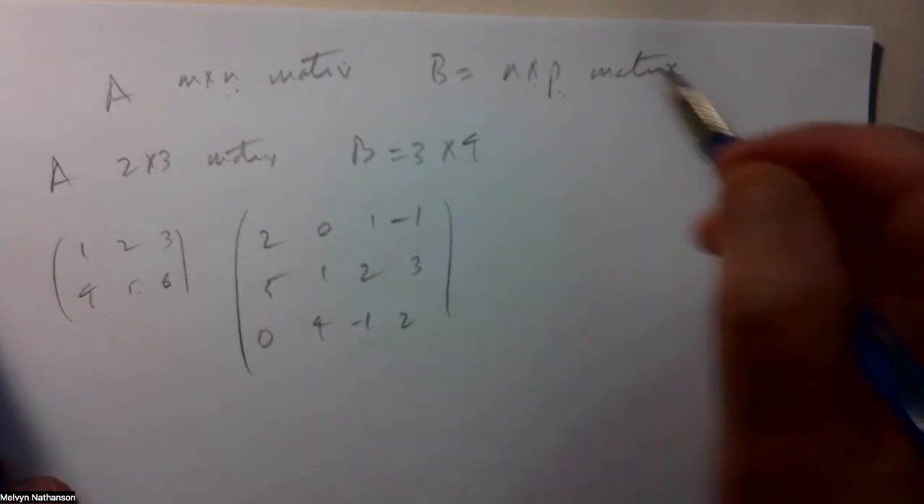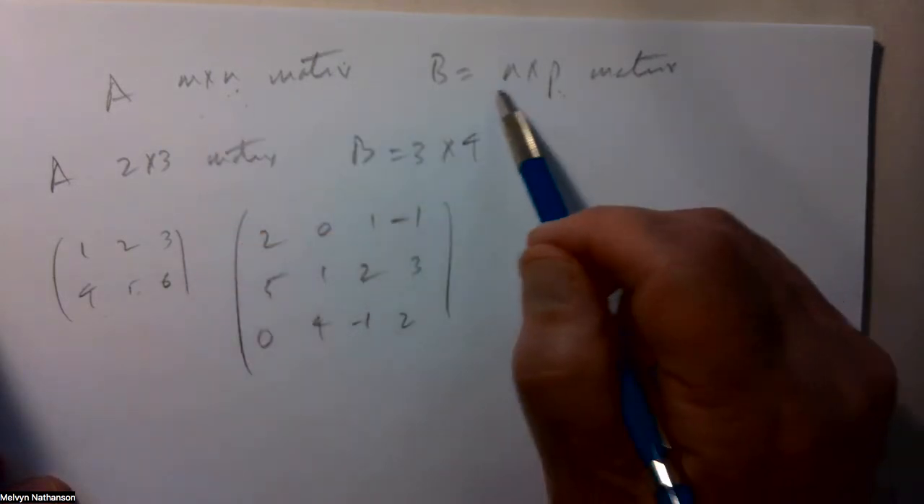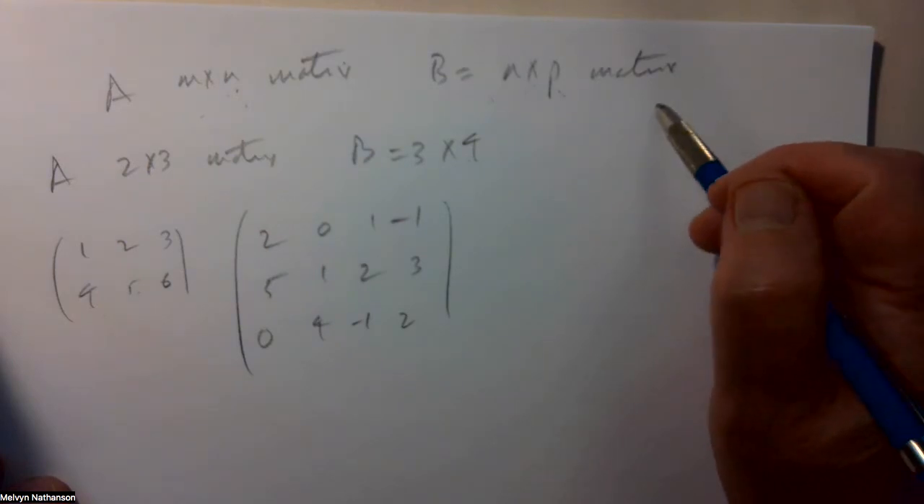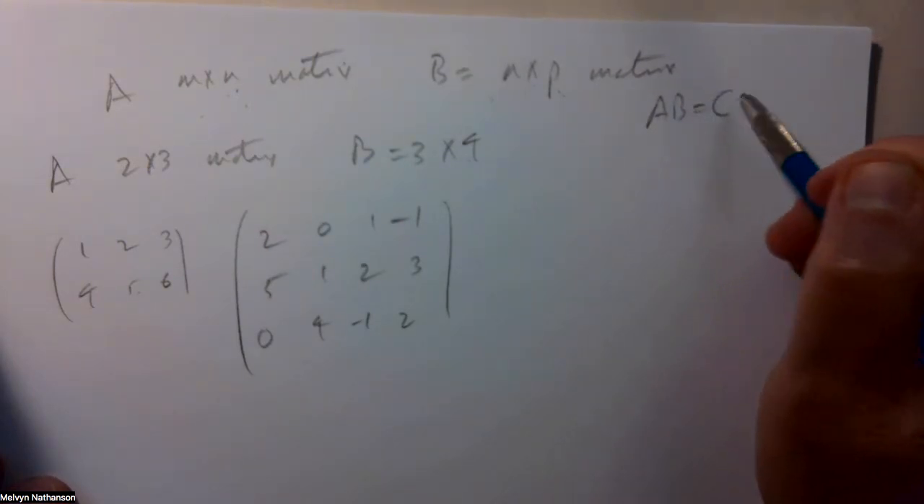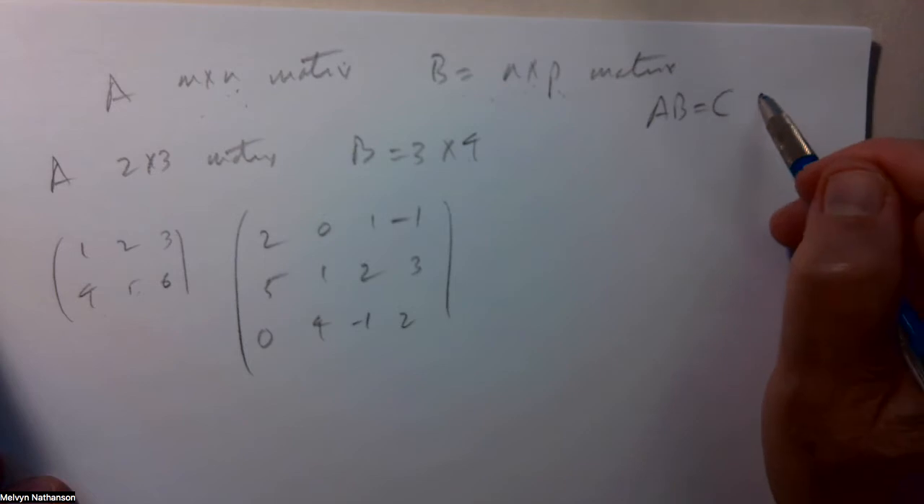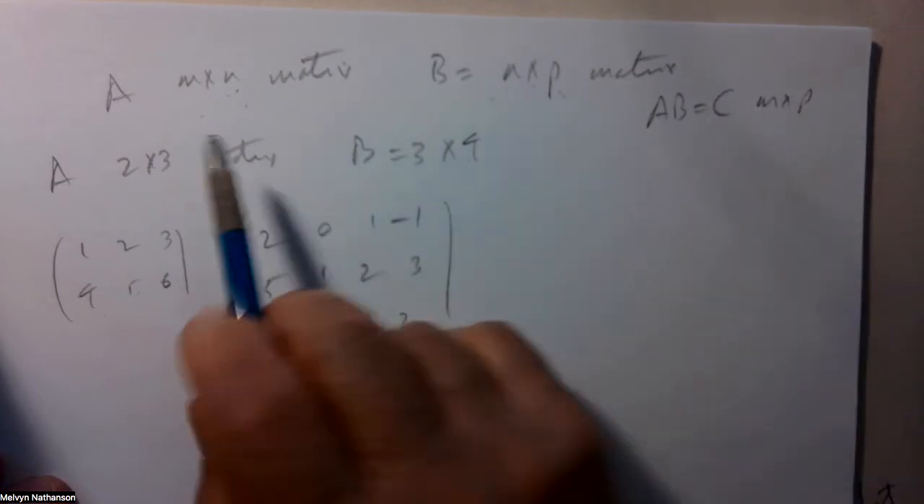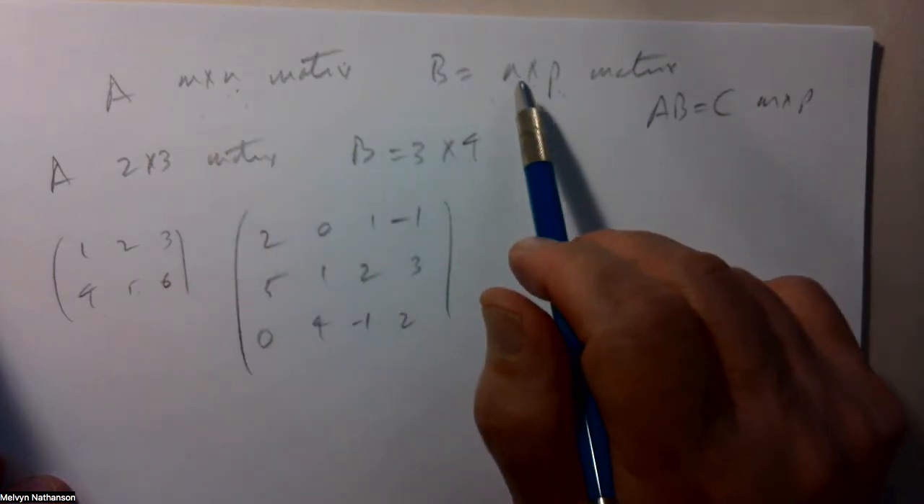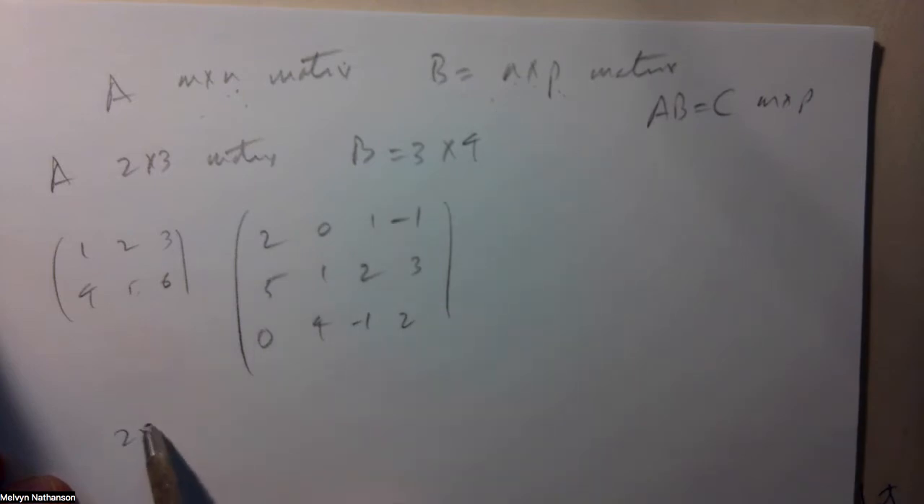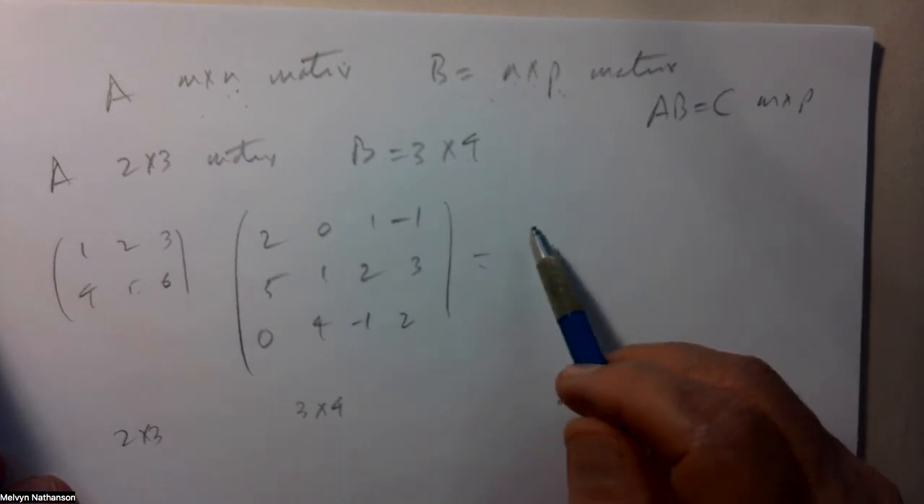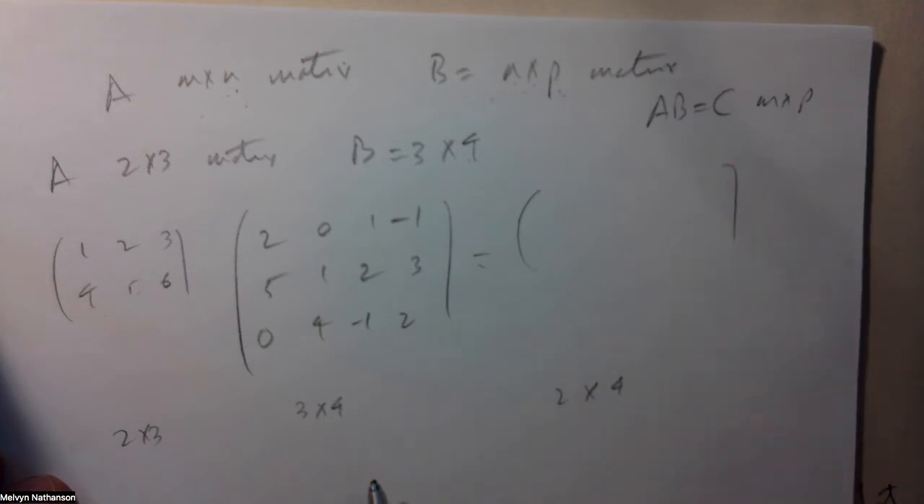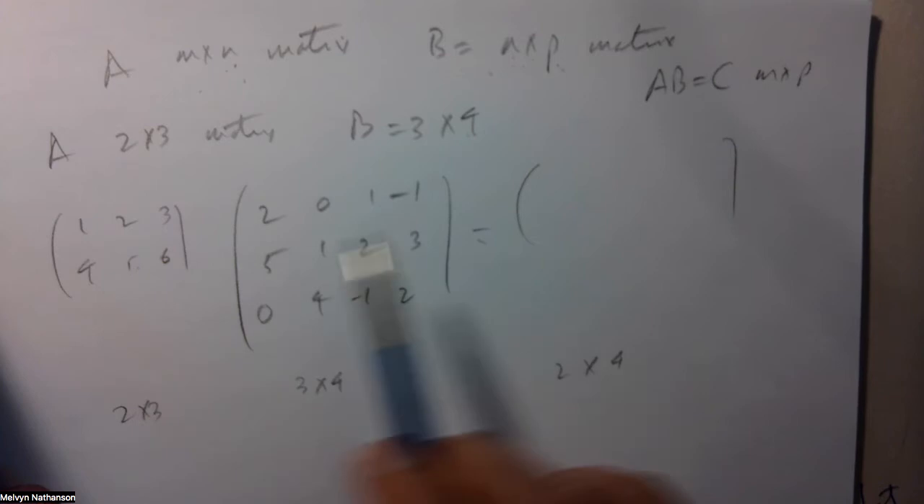And when you multiply an m by n by an n by p matrix, the product AB, let's call it C, will be an m by p matrix. It'll be like the n's cancel. So this is 2 by 3. This is 3 by 4. The product, cancel the 3's, is going to be a 2 by 4 matrix. 2 rows, 4 columns.